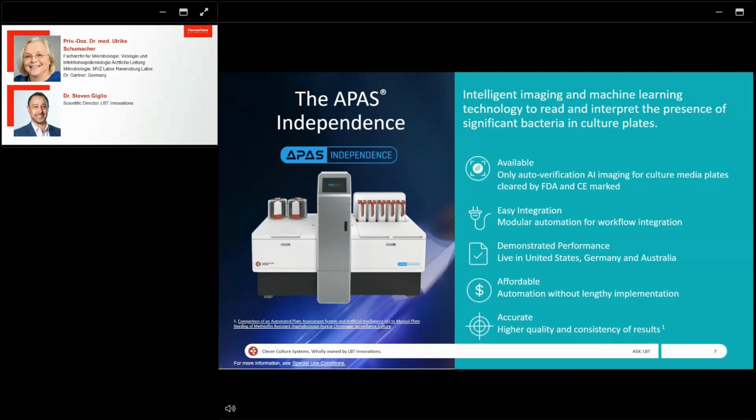It reads and interprets plates. It's the only auto-verified imaging system that is cleared by the FDA. So there are claims that we make with our technology that do not need any user intervention at all. It's obviously very easy to integrate. It's modular. It's on wheels. It rolls in. High level of performance in terms of clinical data that supports its use, and it's an affordable, stepwise automation that can be introduced into laboratories.